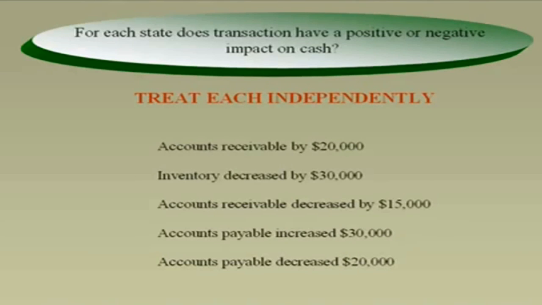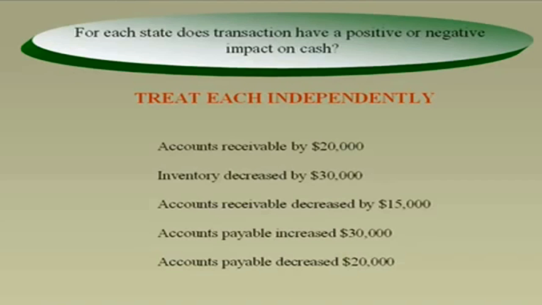Next one, accounts payable increased 30,000. Believe it or not, accounts payable increasing is good for cash. This means the company is buying and using stuff, but you're not paying your suppliers. So you're living off your suppliers. When you live off somebody, that's good for your cash. I'm not talking ethics, I'm talking accounting. From the ethical viewpoint, it may be bad. From the accounting viewpoint, it's good. When you don't pay, it has a positive effect on cash. So accounts payable increasing is positive for cash.